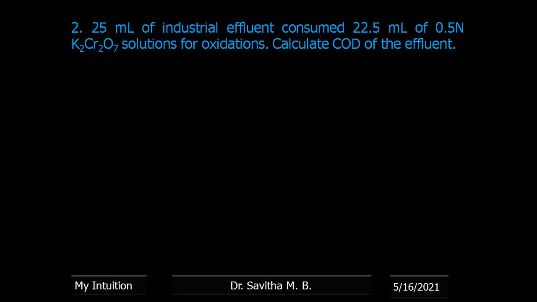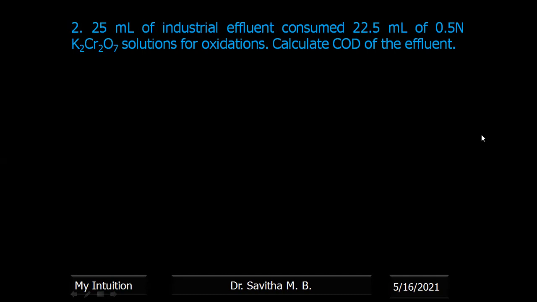Blank is how much you have actually added. Back is how much is present, unreacted. If you take the difference, it will give you how much is consumed. So directly here, consumed is given. V2 minus V1 will be this itself, 22.5 ml.